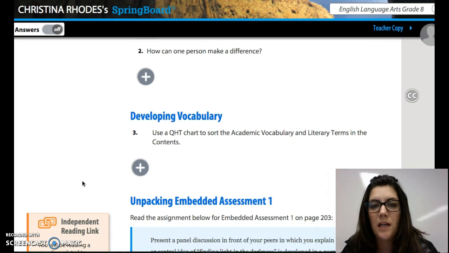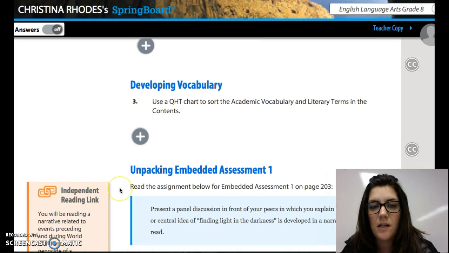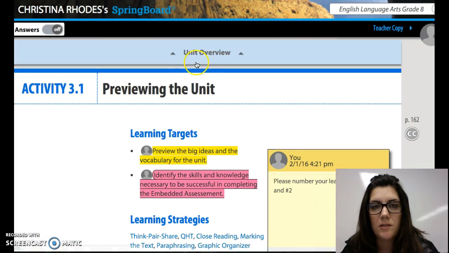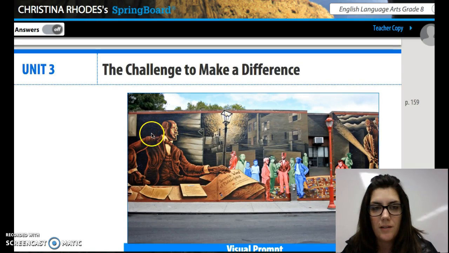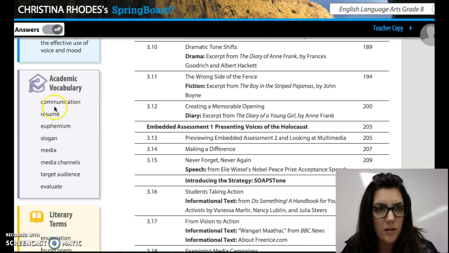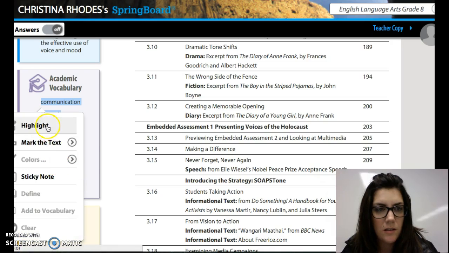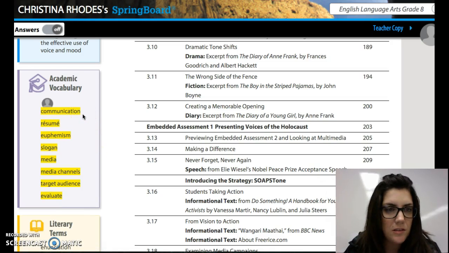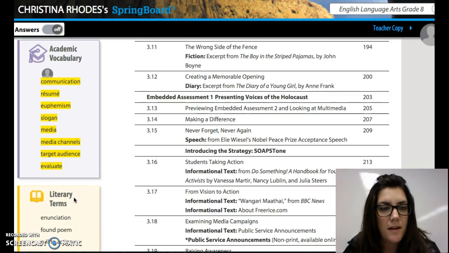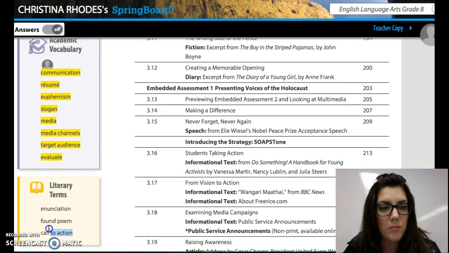All right, number 3, use a QHT chart to sort the academic vocabulary and literary terms in the contents. So I'm going to scroll up to your vocabulary so you can see all of your words, but I have them up here. I'm going to put them on the board. But let's see, these are your words right here. Our first word is communication, so you're going to have to put that under Q, H, or T. Resume, euphemism, slogan, media, media channels, target audience, evaluate. Then we have enunciation, found poem, and call to action.